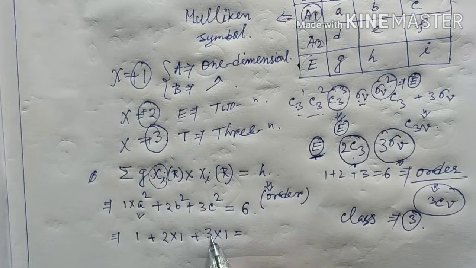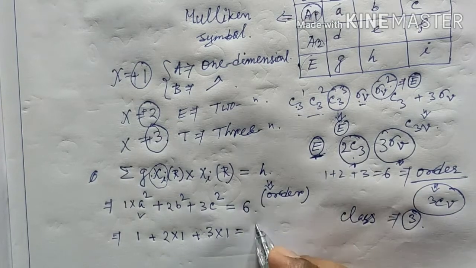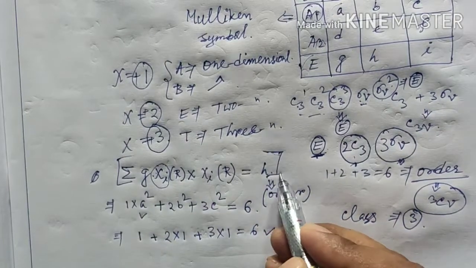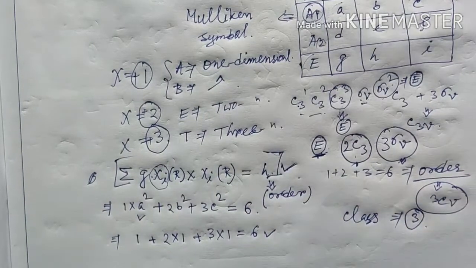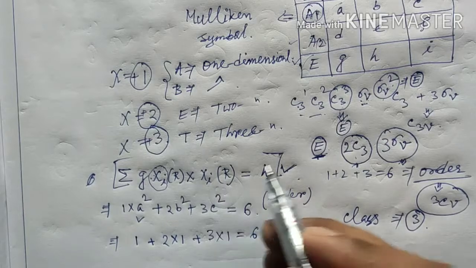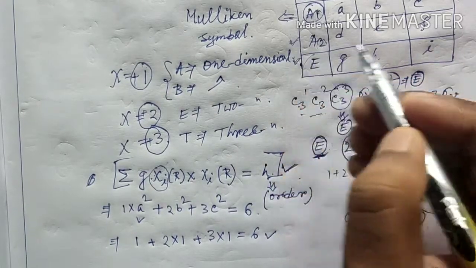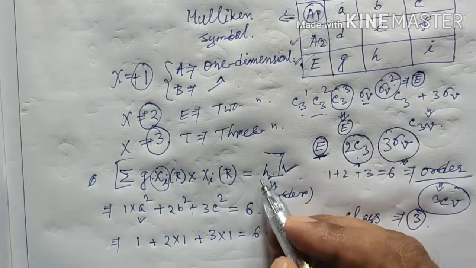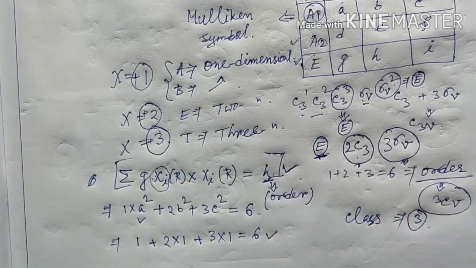If we sum up this, then it will be 3 plus 2 into 1, that is 6. So this relation is valid or satisfied. If we apply the same rule for a different irreducible representation, then you will get the same result, that is the summation will be equal to the order of the group.